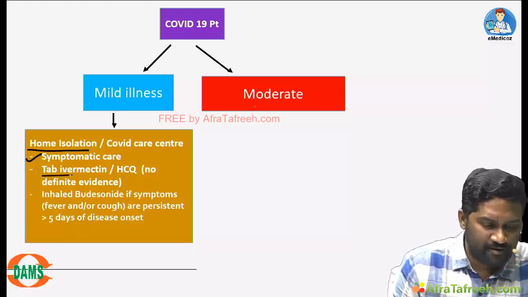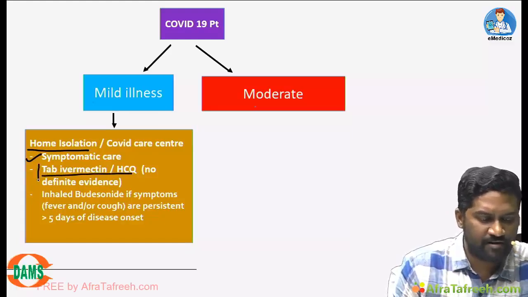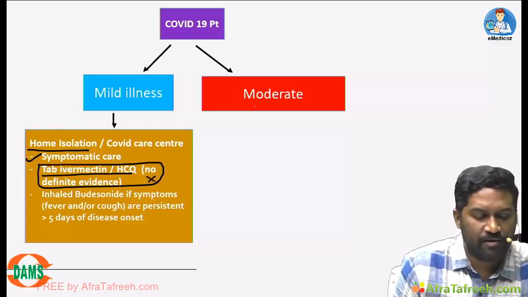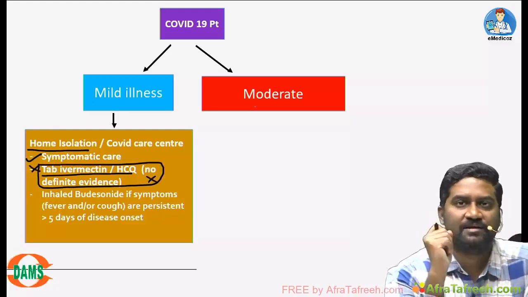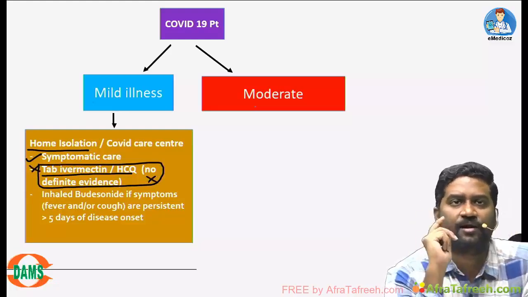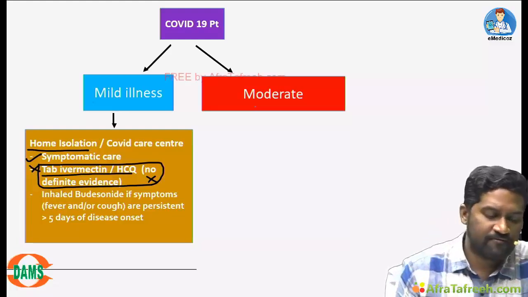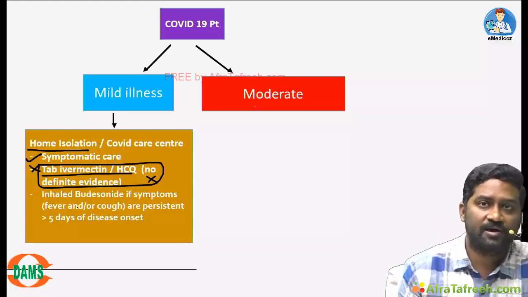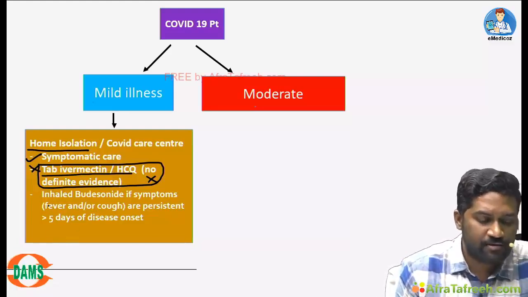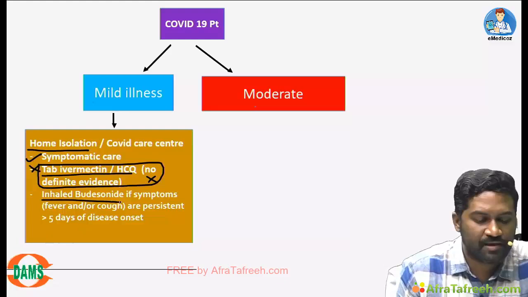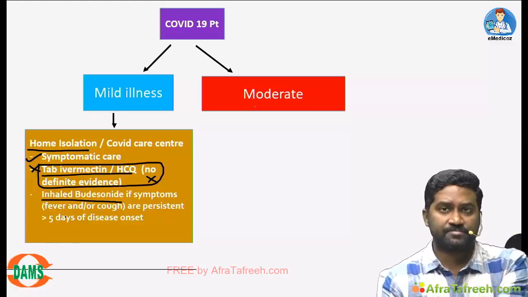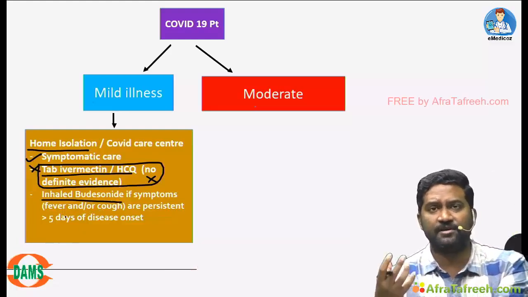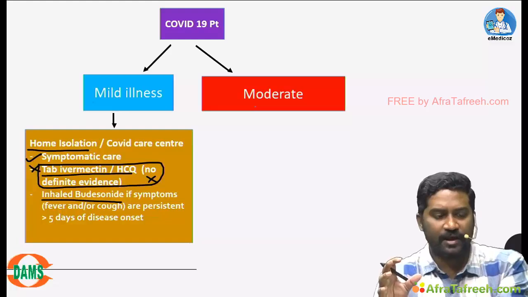Whereas tab ivermectin, HCQ, no definite evidence. Recent studies have shown no need to give this. So as of now, no need to give tab ivermectin or HCQ, and recent DGHS guidelines have also removed ivermectin and HCQ. And if the patient is having symptoms beyond 5 days, you can give inhaled steroid. What is the inhaled steroid given? Inhaled budesonide. If the patient has had fever, cough for more than 5 days, in them you can give inhaled budesonide.